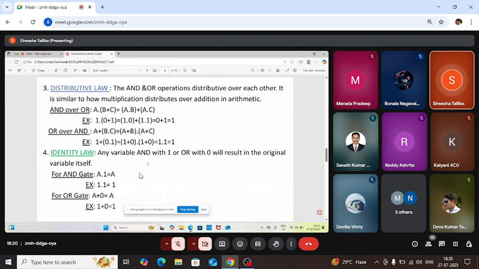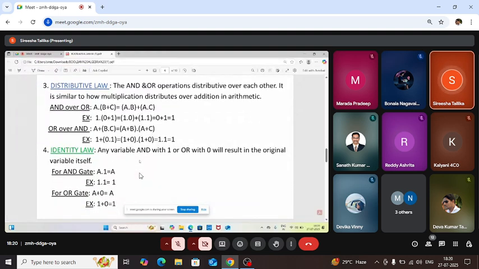And then the next law is the identity law. In this identity law, if you take any variable and use AND, it ends with 1. If you take OR, it ends with 0. If you take any value, it will end with the original value itself. For the AND gate, a into 1 is equal to the original value itself, which is reflected as the output. So a into 1 is equal to a.